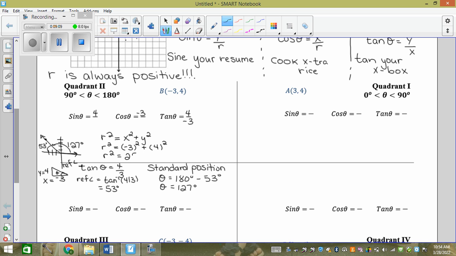So we're going to get r squared equals 25. Now we have to take the square root. Whenever you take the square root, you take plus or minus the square root. You actually get 2 answers. So I get r equals plus or minus 5. But what did I tell you about r? It's the radius. And what did I tell you about the radius? It's always positive. So r is actually just 5. And I can finish my trig ratios.